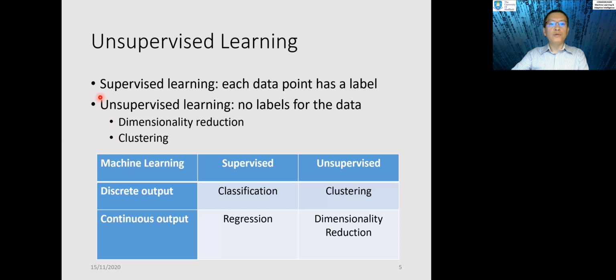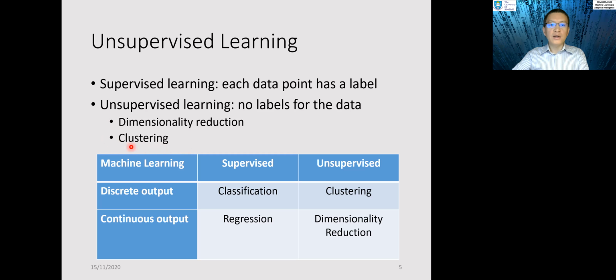So the difference between supervised learning and unsupervised learning is that in supervised learning, each data point has a label, whether it's a class label or a label of a desired outcome. But in unsupervised learning, there are no labels for the data. And as we mentioned, the two fundamental tasks are dimensionality reduction and clustering.